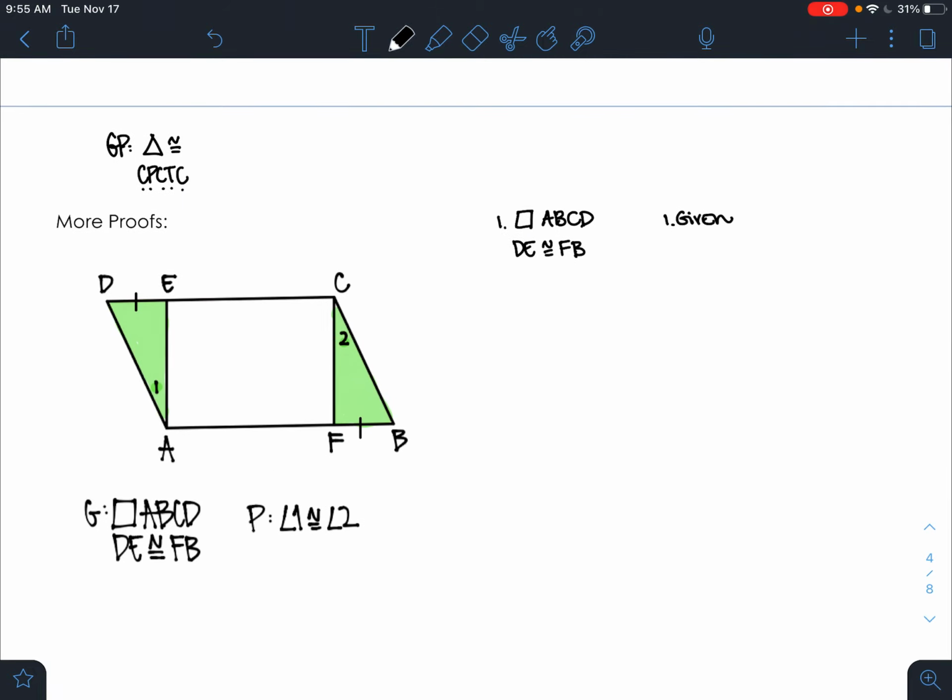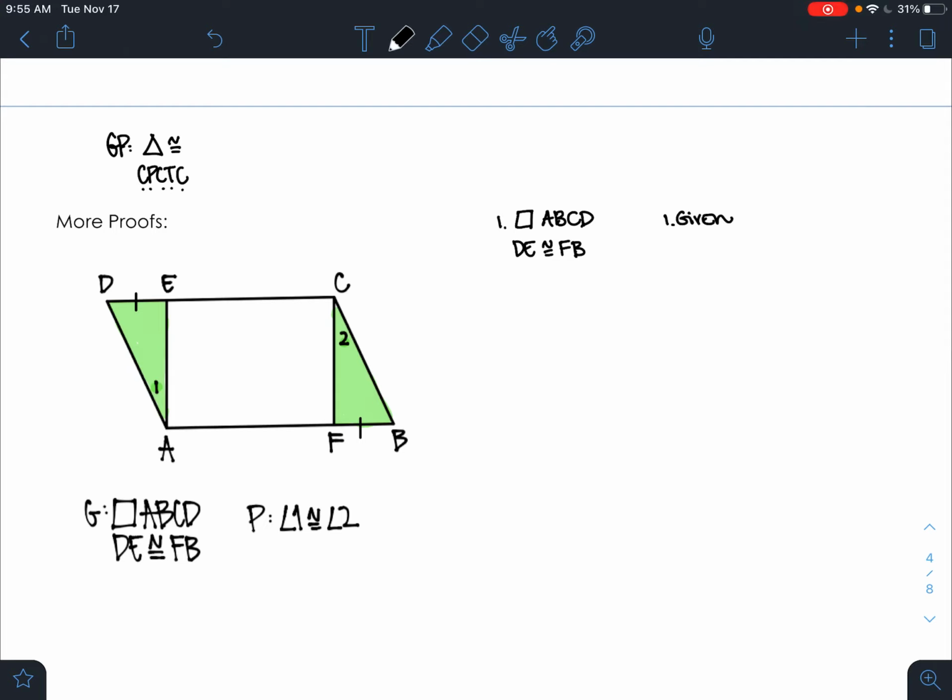So we have the side DE and FB are congruent, all right, but then we're only given that it's a parallelogram, and that doesn't seem like a lot, but if you remember, we actually have 7 different properties that are true about parallelograms, right? And that's that the opposite sides are parallel, the opposite sides are congruent, the opposite angles are congruent, the diagonals bisect each other, etc., okay?